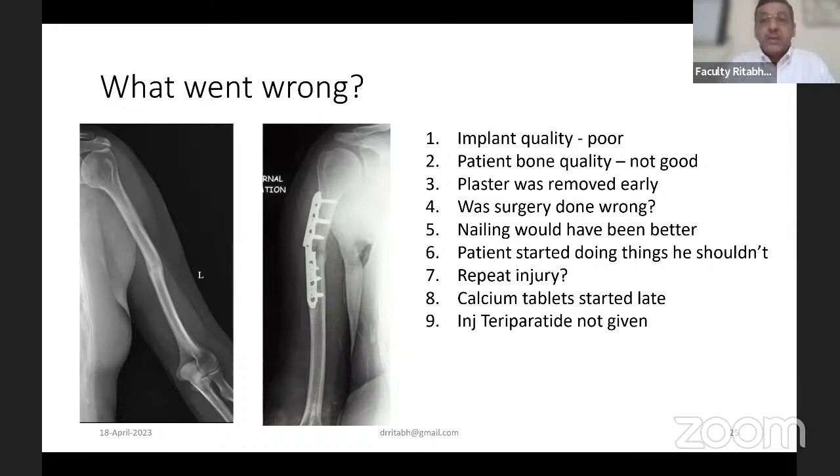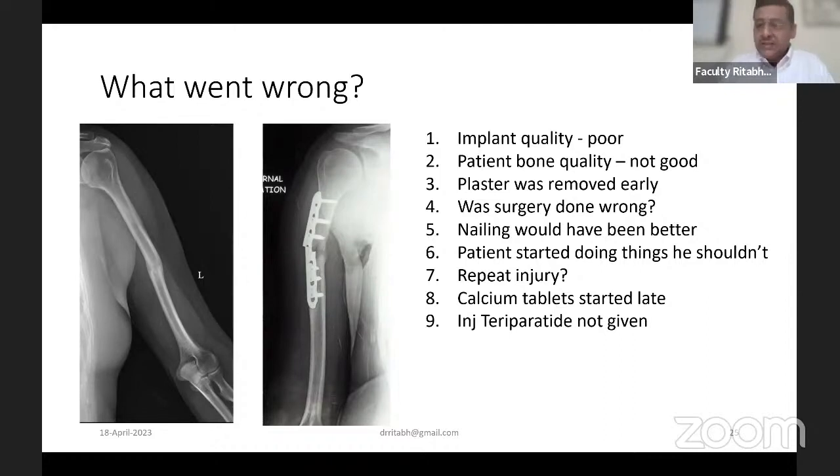Plaster was removed too early. Surgery was done wrong, but what was done wrong? Not explained. Nailing would have been better. Plates are not put in this kind of case. Patient started doing things he shouldn't have been doing, like doing dumbbells or combing his hair. Did the patient fall back again? Calcium tablets were not started.